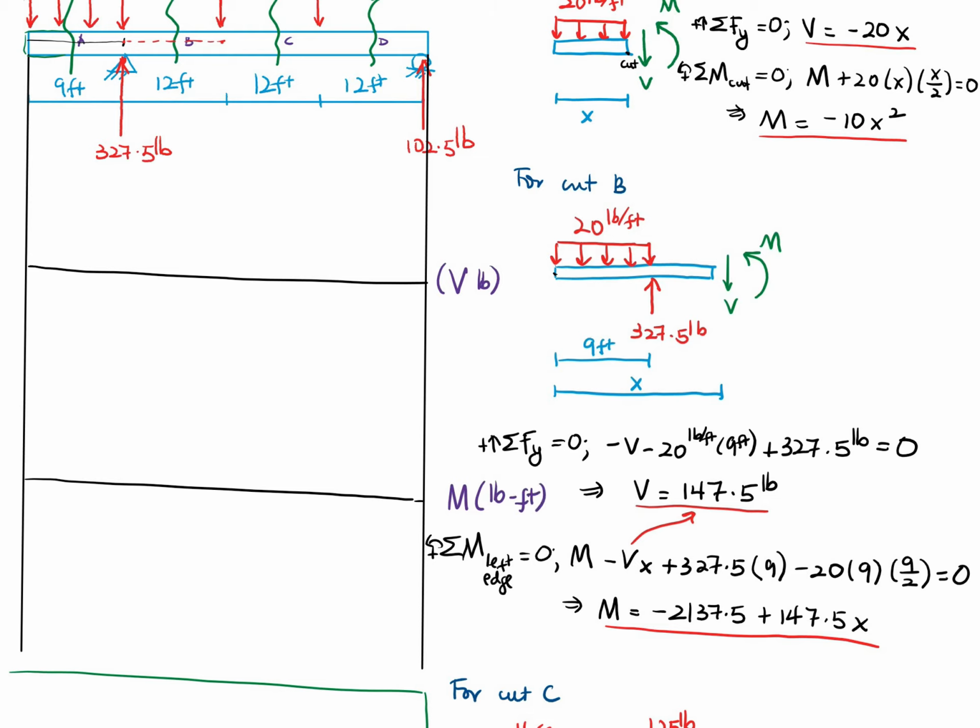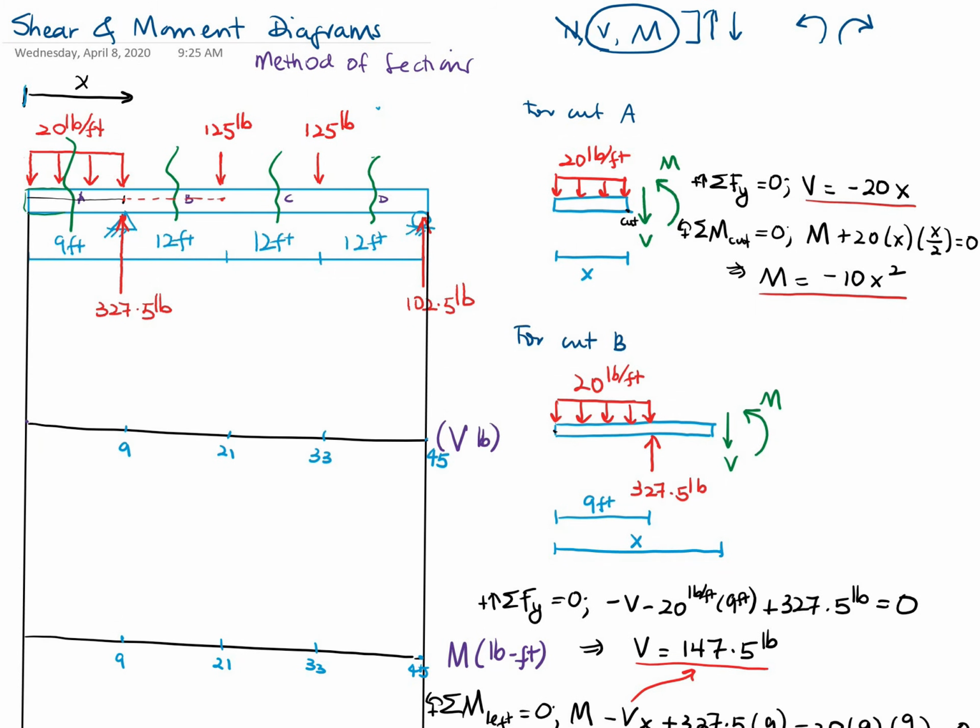Okay, so what you want to do, starting from the left-hand side, is start putting in our distances. So we have 9, 21, 33, and then finally 45. And the same thing for your moment: we have 9, 21, 33. If you're wondering where that's from, just add up your distances. 9 plus 12, 21, plus 12, 33, plus 12, 45. Okay, so now going back to our main problem.